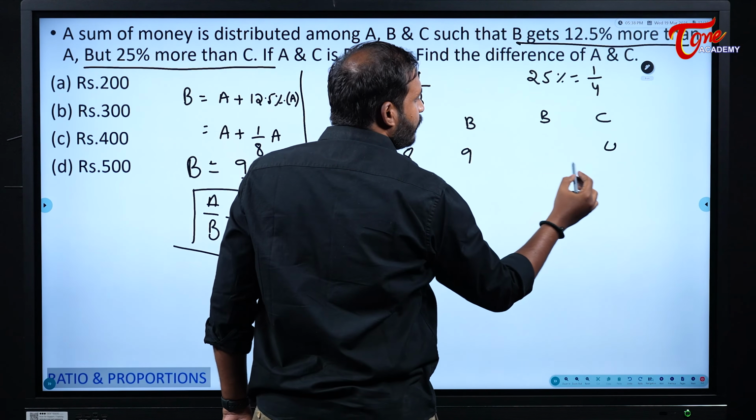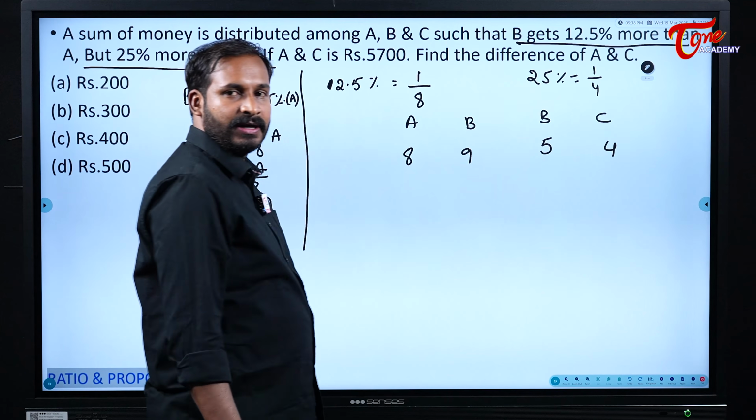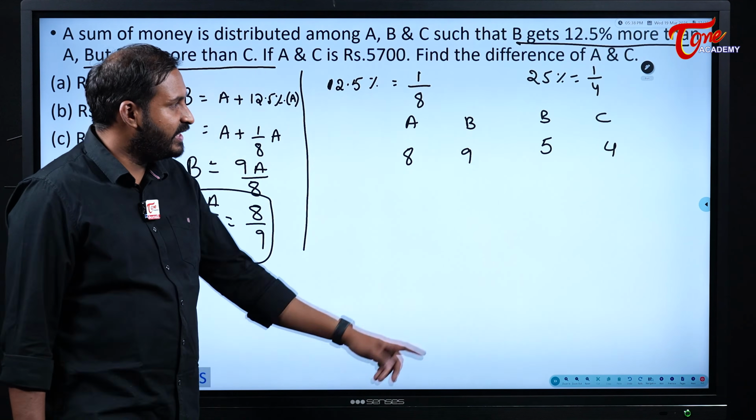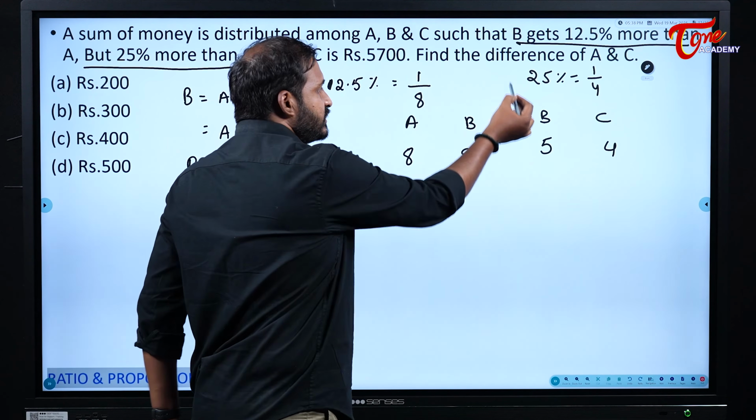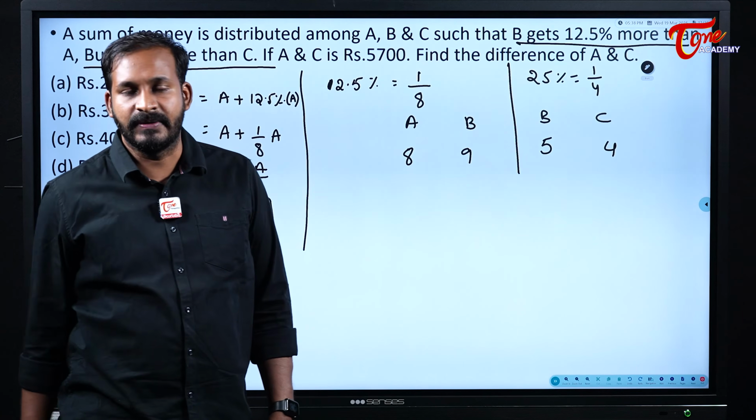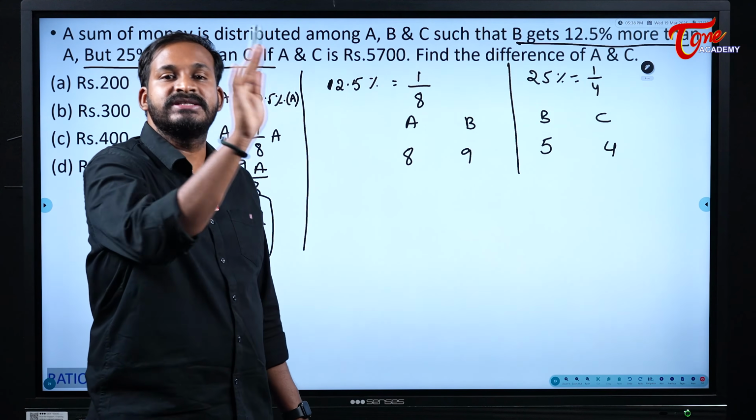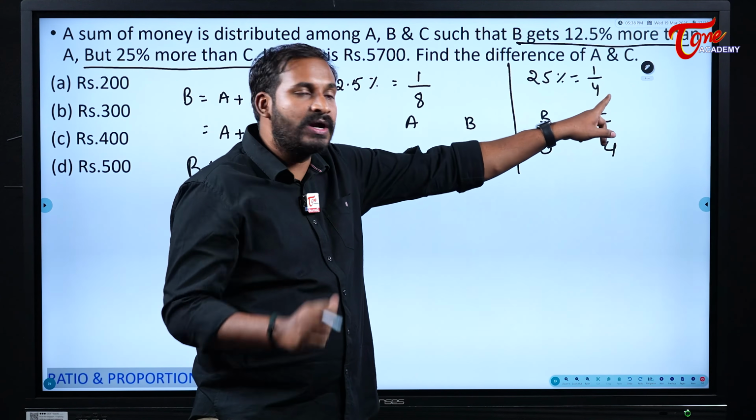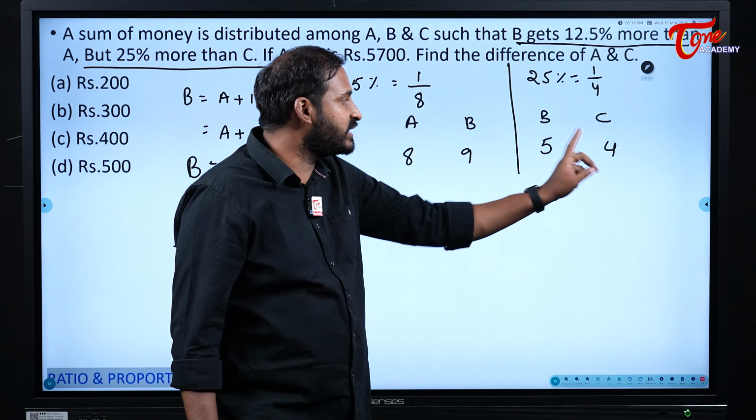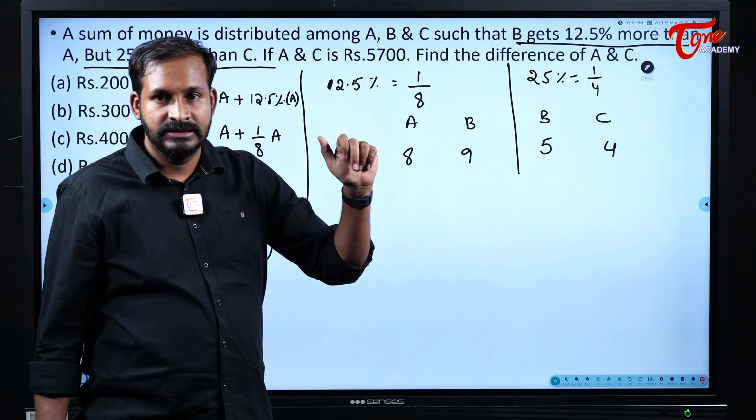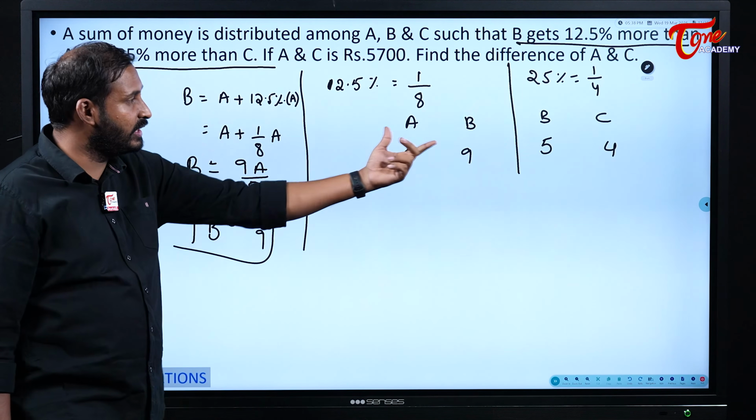Now tell me, what is the relation between B and C? If C is some 4 parts, B will become how many parts? 5 parts. Am I correct? If C is 4 parts, B will become 5 parts. Why? Because B is 25% more than C. 25% means what can I write? 1 by 4. So if C is 4 parts, B becomes 5 parts.